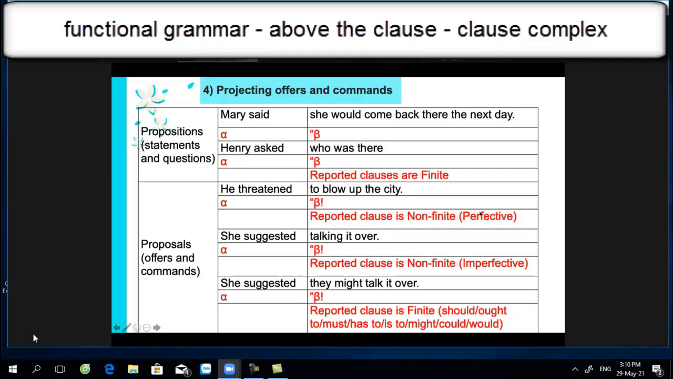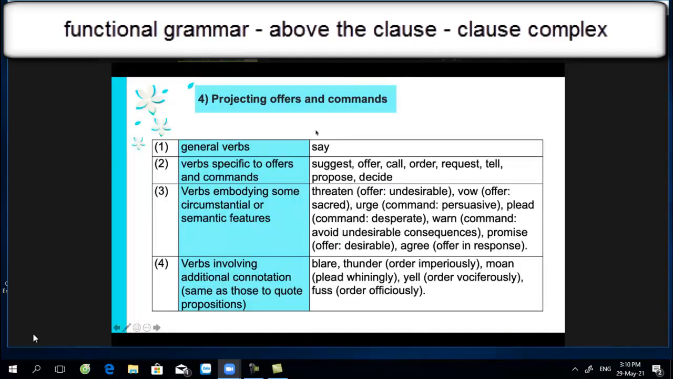To verb here, in terms of systemic functional grammar, we call it perfective. And talking, the gerund, the verb with -ing, we call it imperfective. But you can also use it as a finite if you use it with a modal verb like should, ought to, must. So we can show the tense here. And it's a finite reported clause. Okay, and they are all indirect, so I use the beta. Nó là câu gián tiếp. Okay, so this is the table of the verbs. You can see it later.